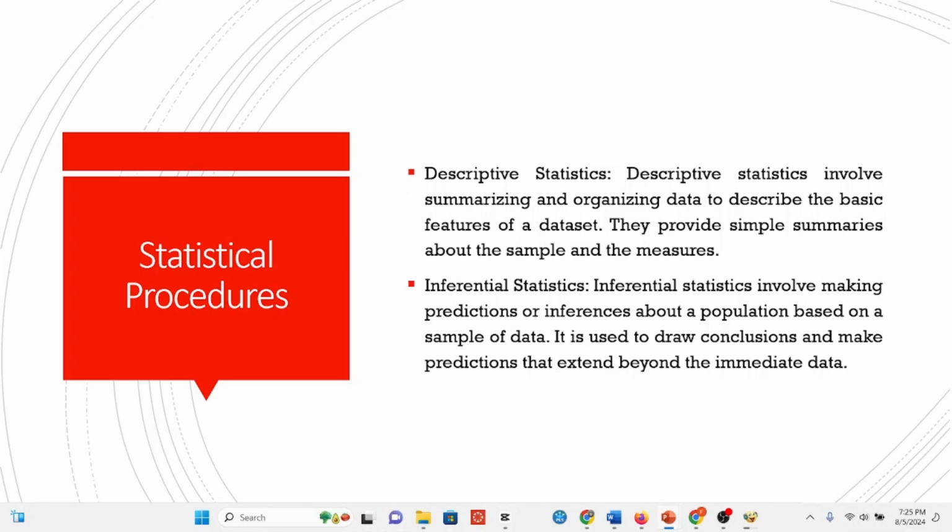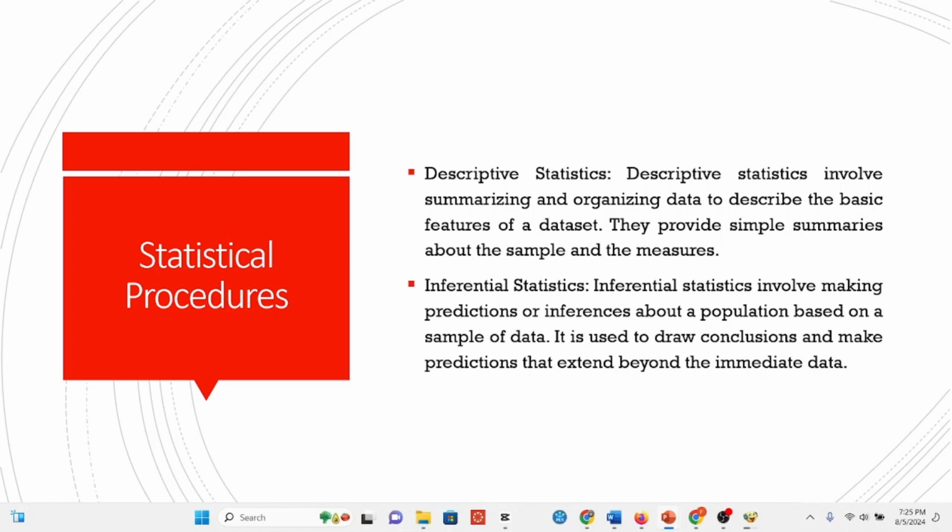Common descriptive statistics include measures of central tendency, such as the mean, average, median, the middle value, and mode, the most frequently occurring value. These measures provide a snapshot of where the data tends to cluster.